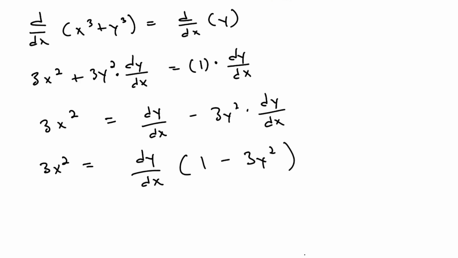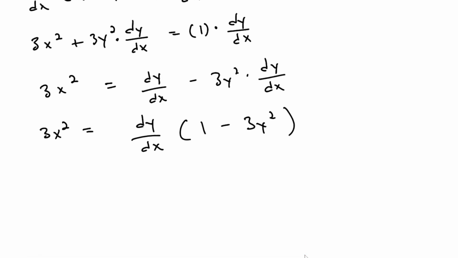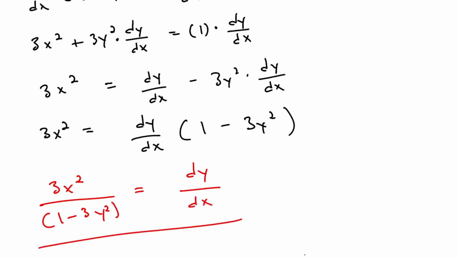Now, algebraically, all we do is move this back here by dividing it out. So 3x squared, let's write it right here, 3x squared divided by 1 minus 3y squared is going to equal your dy over dx. And that's it. That's how you can use implicit differentiation to solve this.